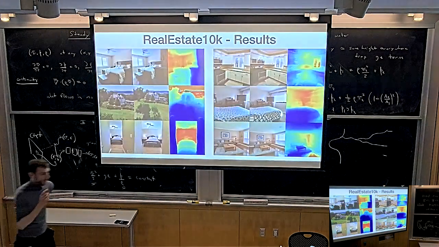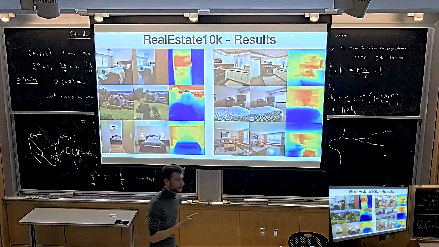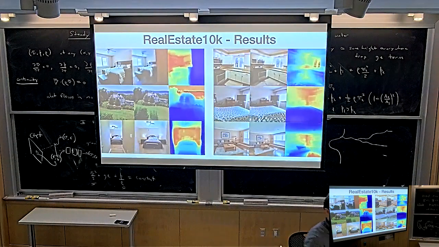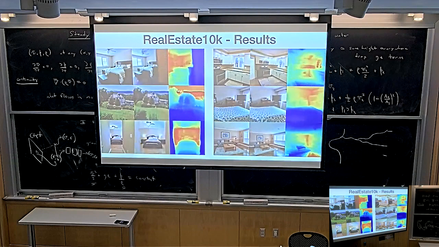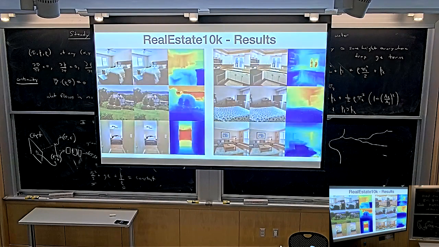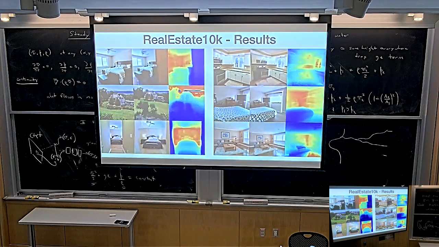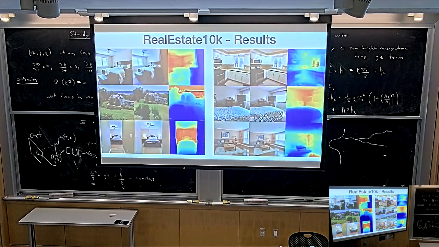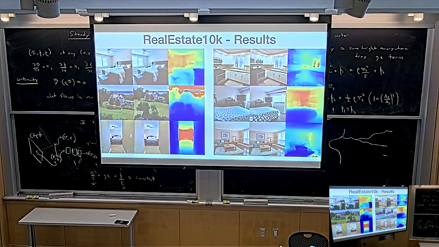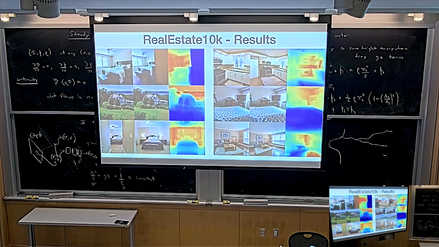One more word about this model. This paper is called Diffusion with Forward Models. It's not called diffusion for 3D reconstruction. Why is it called diffusion with forward models? It's because you can replace the differentiable renderer in this with any differentiable forward model. In fact, in the paper, we show two other forward models. One is optical flow, and the other one is scan inversion.